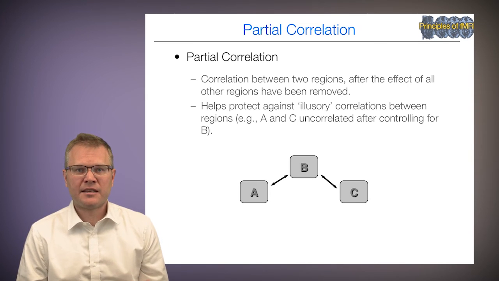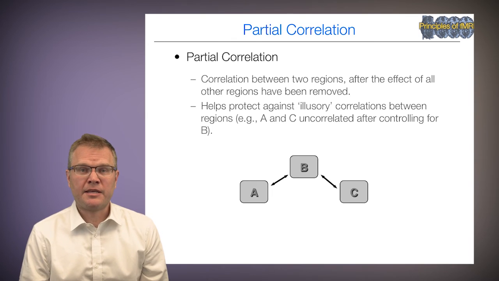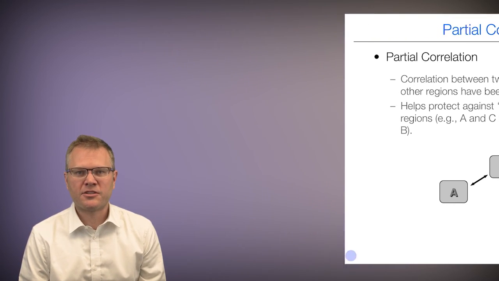And in the brain setting, we might think that the relationship between two regions, A and C, might disappear once we control for a region B. And so that can be important when we're trying to make networks and graphs of the brain, because we want to kind of guard against these sort of illusory correlations.